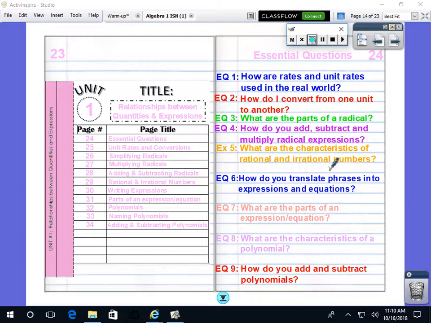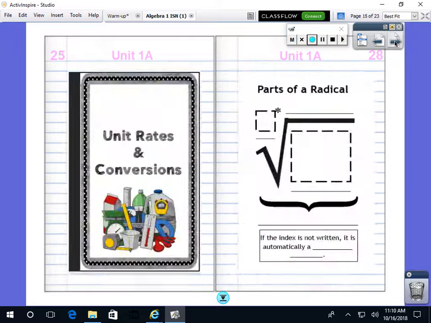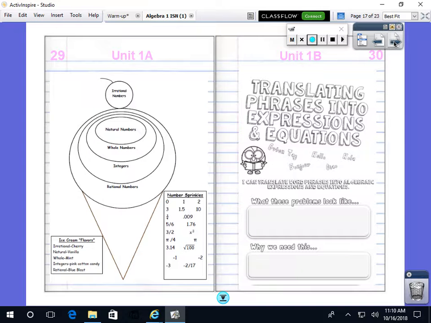Okay, so since today we're going to be working on writing expressions on page 30, go ahead and flip to page 30. Now let's talk about how to cut and fold this little flip book. Okay, we're going to be starting on that front page that says translating phrases into expressions and equations.